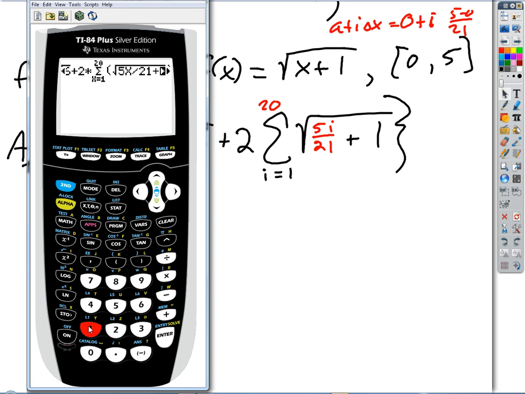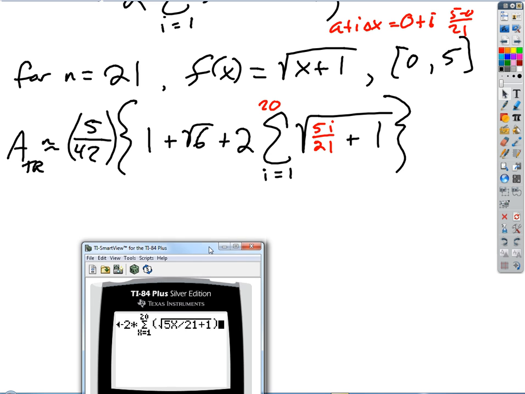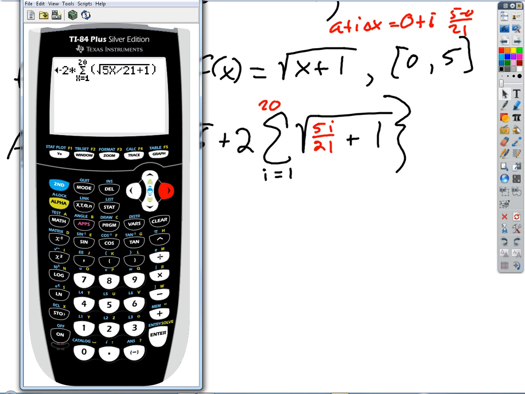Now, what's the last thing I'm forgetting? You got to close on the right. Good. So if I go clear over to the right, I've got a set of enclosed parentheses around the sigma, but I also have to include this other bracket that's enclosing everything, all this stuff that's being multiplied by the 5/42, right? Can't forget that. So one more bracket, and then if I hit go, it's going to think for a second. It's going to tell me that's the answer. So that is the trapezoidal rule approximation of the area under the curve.